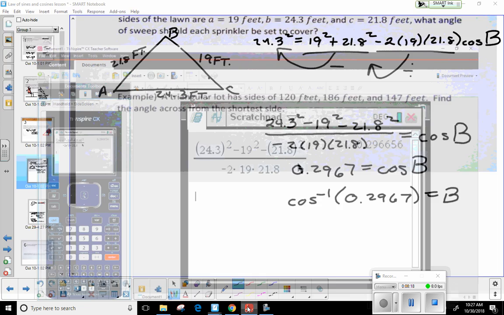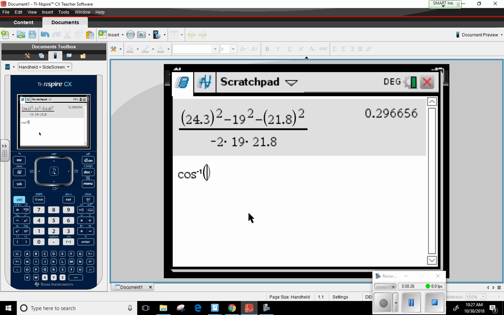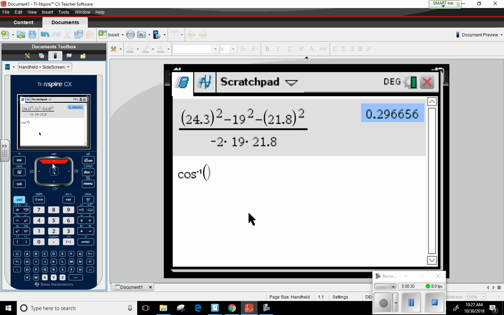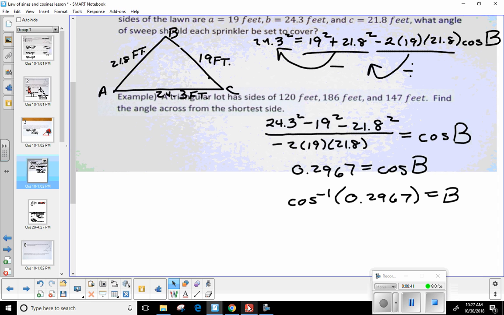But now when I go to the calculator, just like we've done several times, go to trig. The second row is your inverse trig functions. I'm going to go ahead and use the actual value in the calculator. I'm not going to use the rounded version because I'm going to get a much better answer. So what's the measure of angle B? Well, let's say about 72.7 degrees. Okay. So we had to use the cosine inverse to do that.